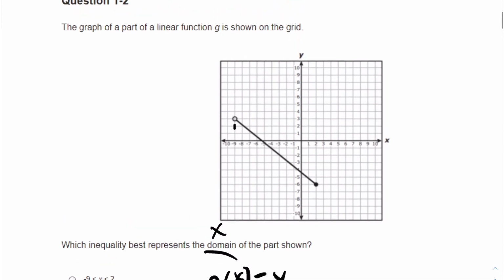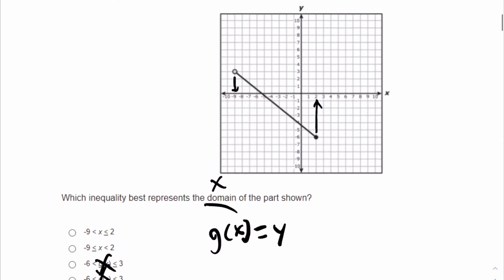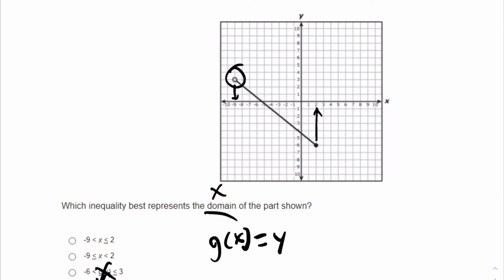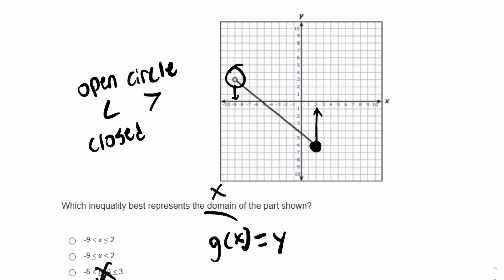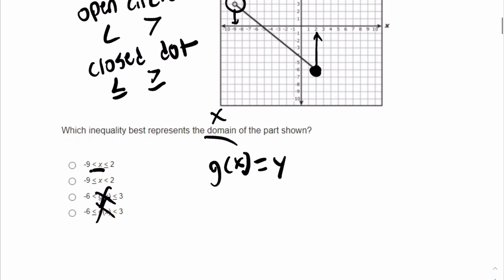So the domain, let's follow this down, and we see that it touches at -9. Let's follow this to the x-axis, and we see that it touches at 2. So both of these answer choices have a -9 and a 2. The difference is, over here on the left side we have an open circle, but on the right side we have a closed dot. Open circles are for inequalities that do not have equal to, and a closed dot means an inequality with the equal to sign. Since we have an open circle on the left, that means our left one should not have an equality sign. So that's answer choice A.